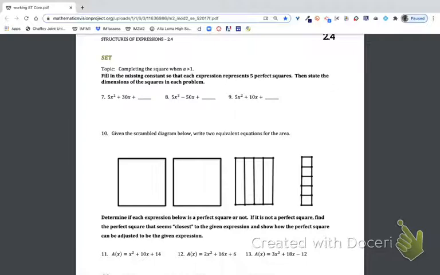So for number 7, 8 and 9 actually, but for number 7, we know that we can pull a 5 out of both of these terms. So if I do that, it would be 5 times x squared plus 6x plus something. And now that something is what we talked about during the lesson. In order to find our c value of a perfect square, we'll take the b value, divide it by 2, and square it. So 6 divided by 2 squared. 3 squared gives me 9.